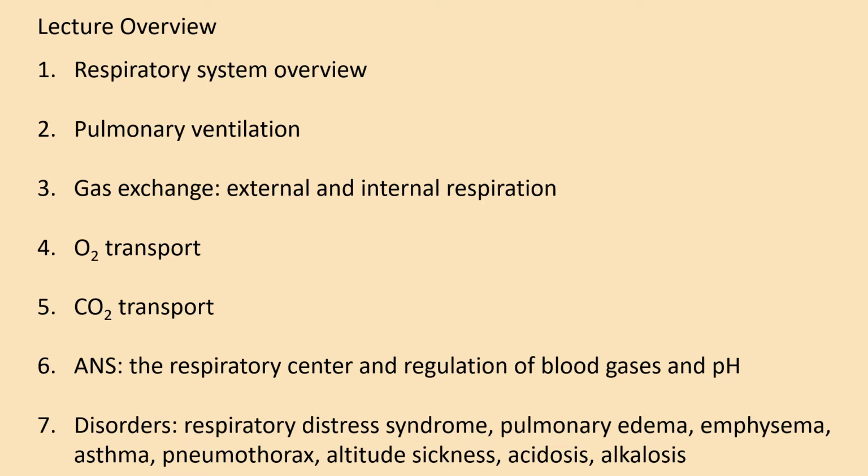And then we'll examine oxygen separately from carbon dioxide. These are two different gases. They behave differently and they are carried in different ways by our cardiovascular system. Then we'll talk about how the autonomic nervous system regulates the function of the respiratory system. And along the way, we'll encounter several disorders, including respiratory distress syndrome, pulmonary edema, emphysema, asthma, a pneumothorax, altitude sickness, acidosis, and alkalosis.